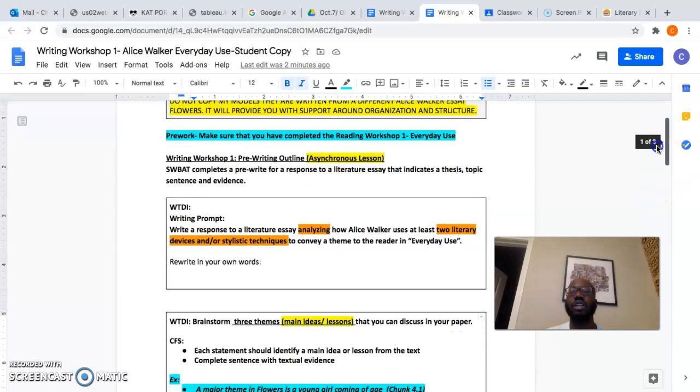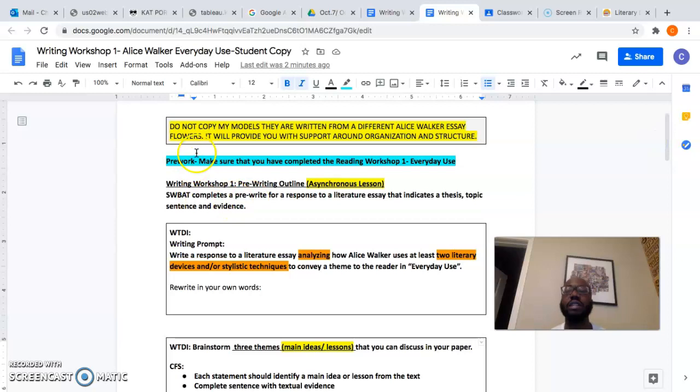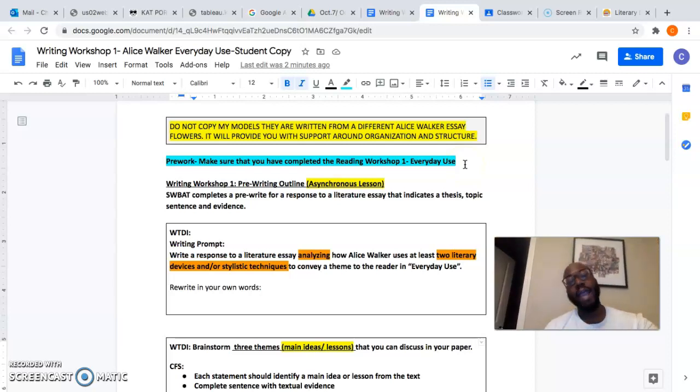So the first thing you're going to do is make sure you have completed the pre-work and that you completed the reading workshop number 1, Everyday Use. If you have not done that, go back to last lesson and complete it.